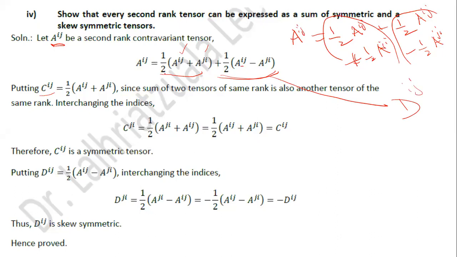Now, if you look at this first term here, which is Cij is equal to half of, oh, just a minute.